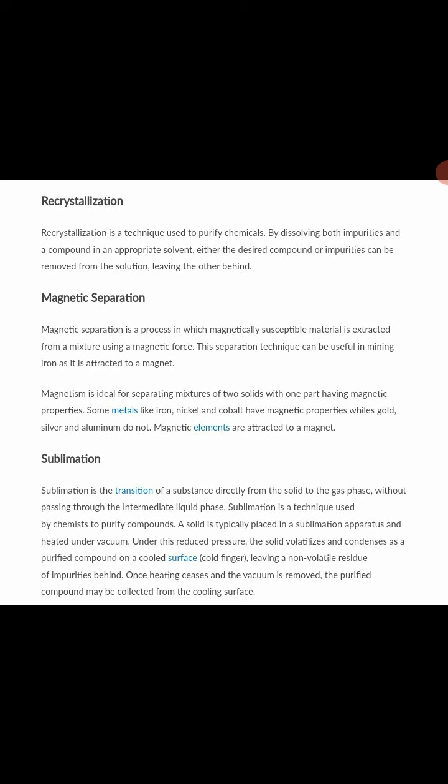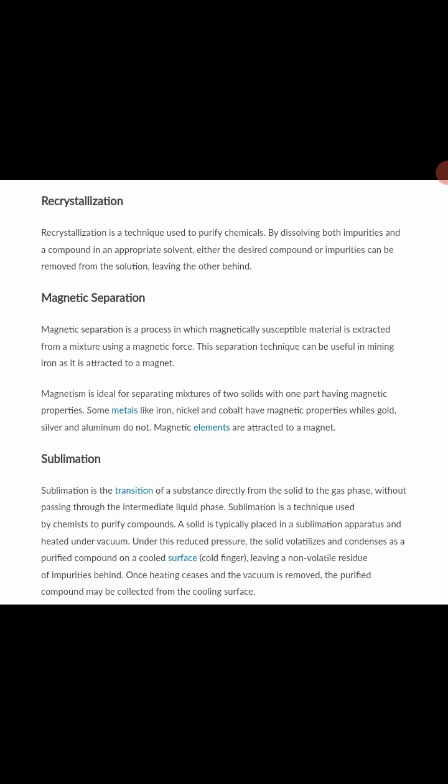We know what sublimation simply means: the conversion of a substance from a solid state to a gaseous state without going through the liquid state. So when you convert a substance from a solid state directly to the gaseous or vapor state without going through the liquid state, that is called sublimation. We know examples of substances that sublime, like your normal camphor and iodine. These substances, they sublime.